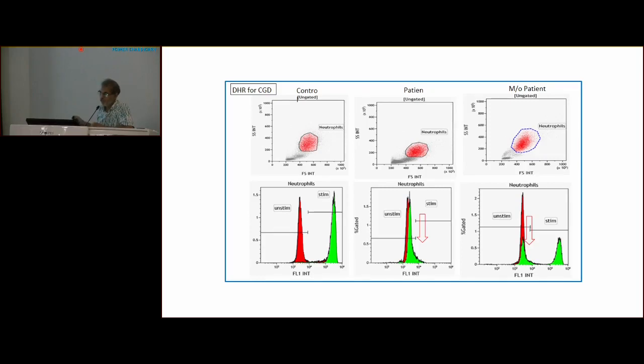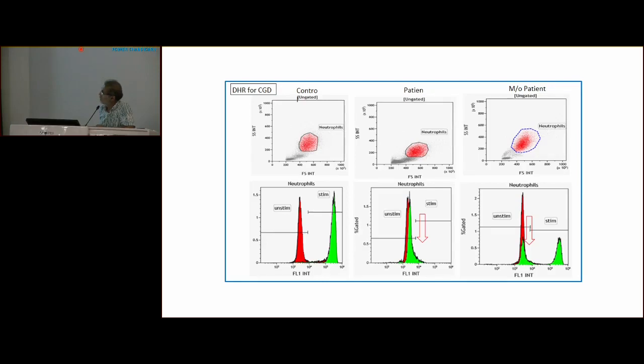You can do up to 24, but then you'll have to have a control to know that what you're seeing in your sample is actually not because of storage artifact, and it is actually a true indicator of the function. So whenever there's a functional test, it is very important that you don't do it on a stored sample. It has to be a fresh sample.